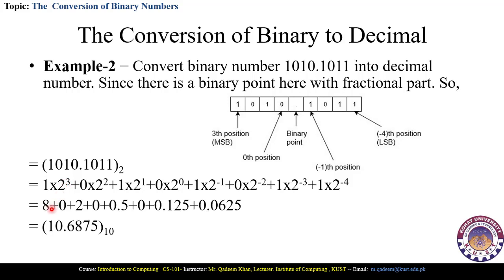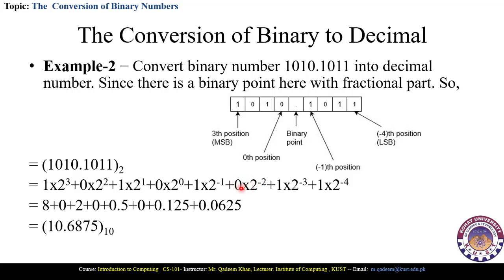Now 2 raised to the power 3 is equal to 8, and obviously anything multiplied with 0 is equal to 0. So this is 0. Similarly, 1 multiplied by 2 raised to the power 1 is equal to 2. This is obviously 0. This is 1 multiplied by 2 raised to the power minus 1. So this is 1 over 2, which is equal to 0.5. So 2 to the power minus 1 is 1 over 2. This is 1 over 2 raised to the power 2, which is 1 over 4.